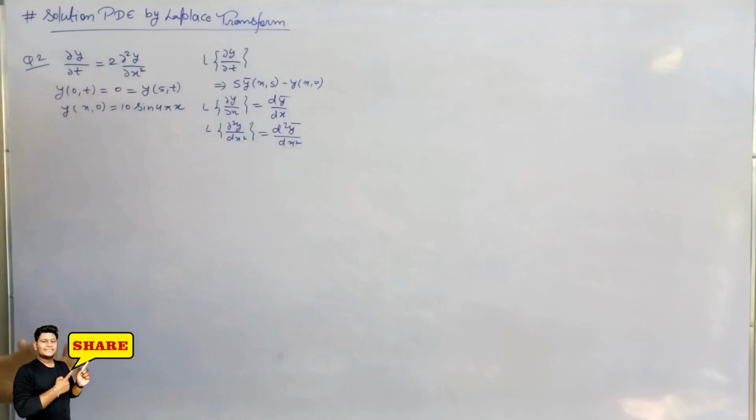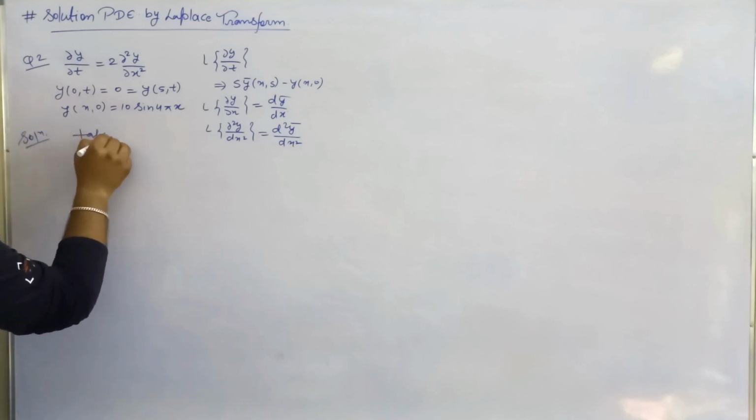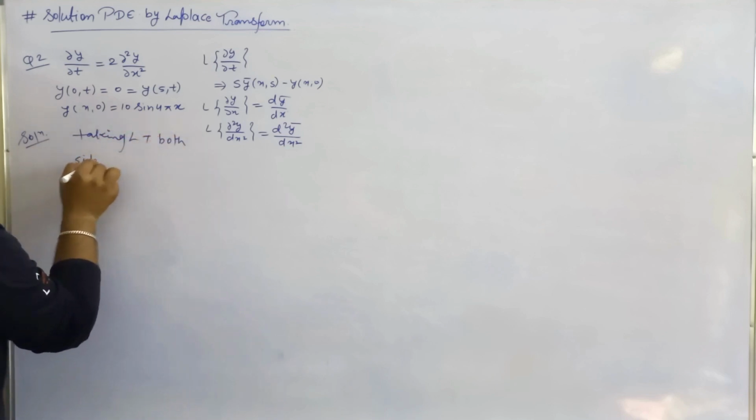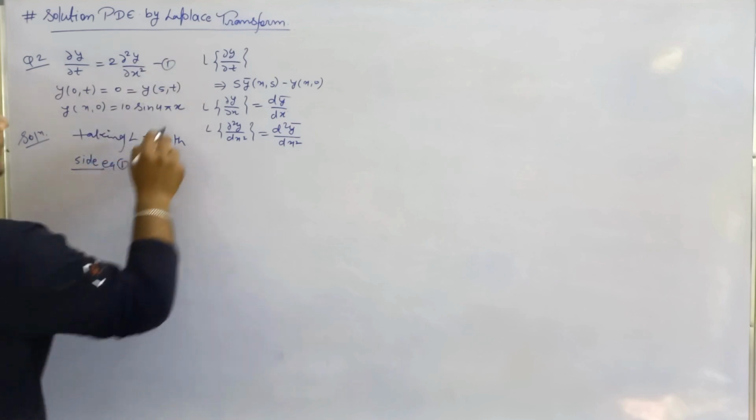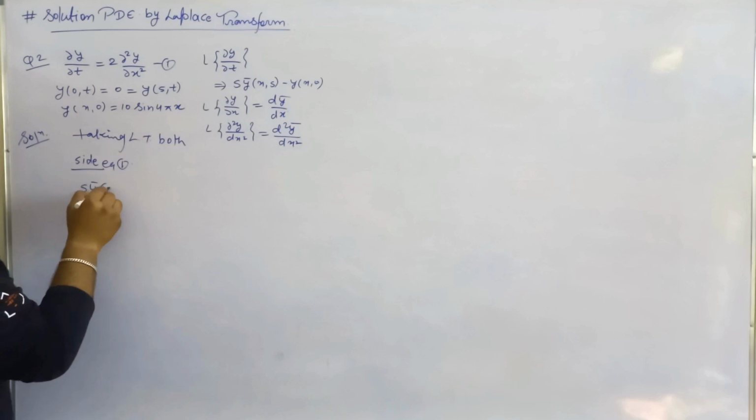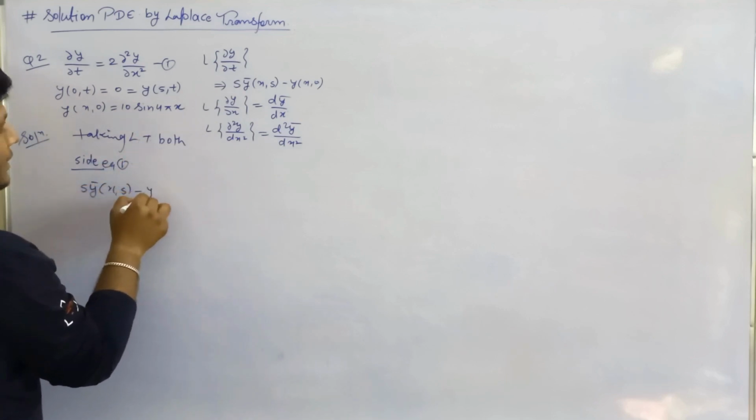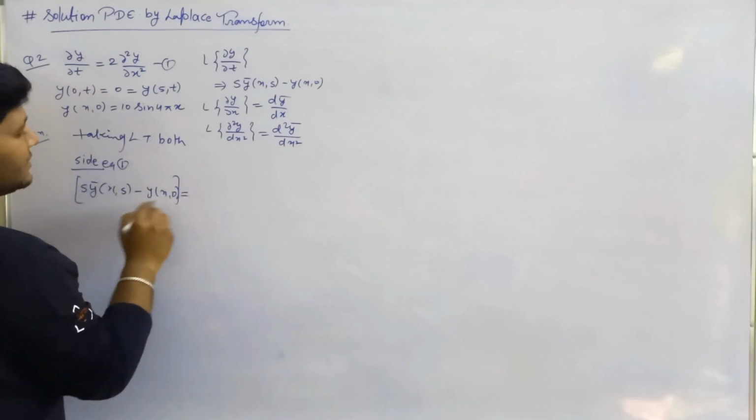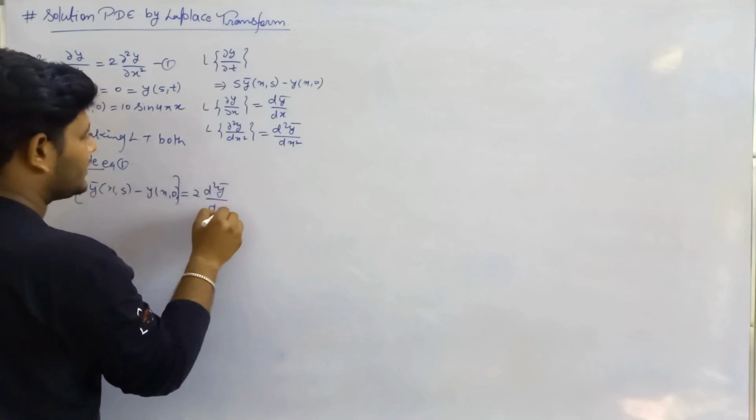Okay, this is the substitution, and now we will substitute here. So the solution starts from taking the Laplace transform on both sides of equation number 1. So it is nothing but s y bar x comma s minus y x comma 0. Okay, it is the substitution for this, and this is equal to 2 of d2 y bar over dx square.